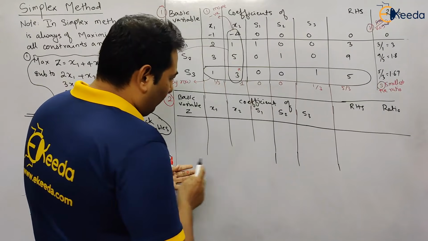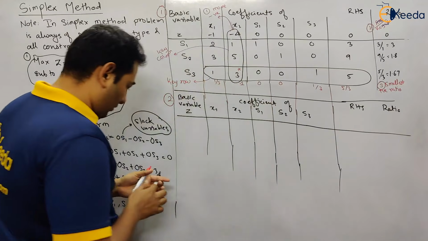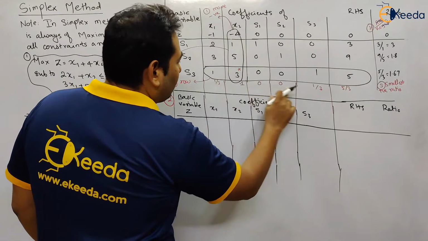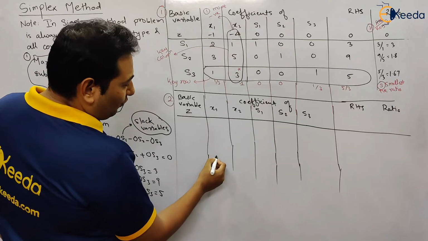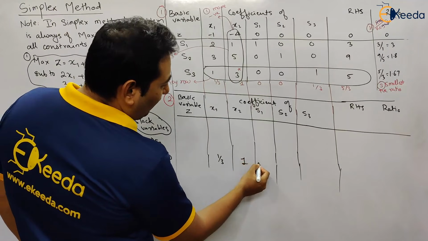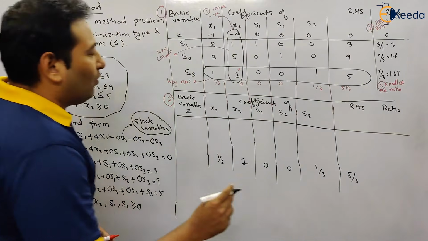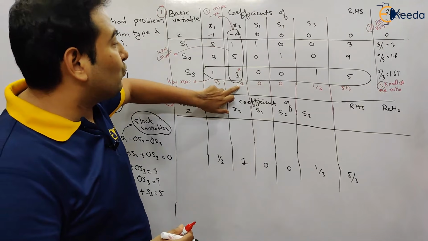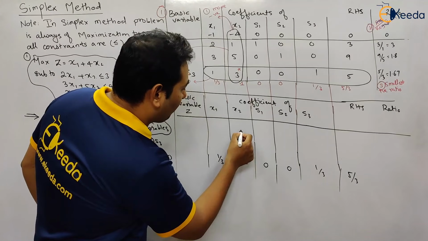That means first of all, let us write it on this row. This is your 1, 2, 3, 4th row. So 4th row: 1 upon 3, 1, 0, 0, 1 by 3 and 5 by 3. Now what next? With the help of this 1, you want to make these zeros. So it will be 0 for sure.